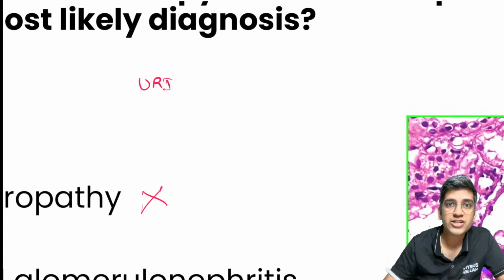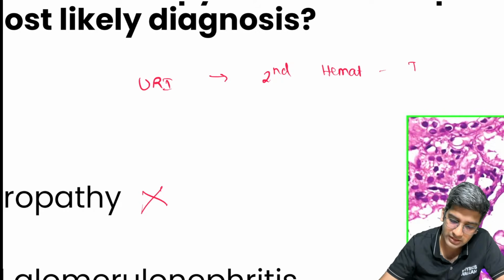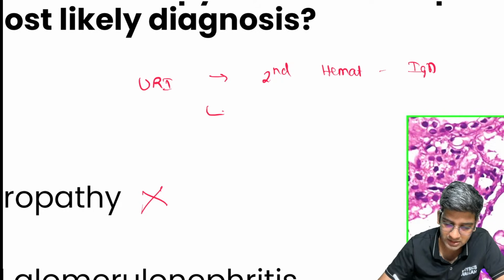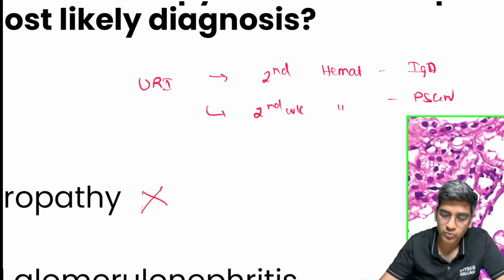URI, upper respiratory infection or sore throat. Second day, the patient had hematuria. I think of an IgA nephropathy. Second week, the patient has hematuria. I think of a PSGN. This is the classical clue.